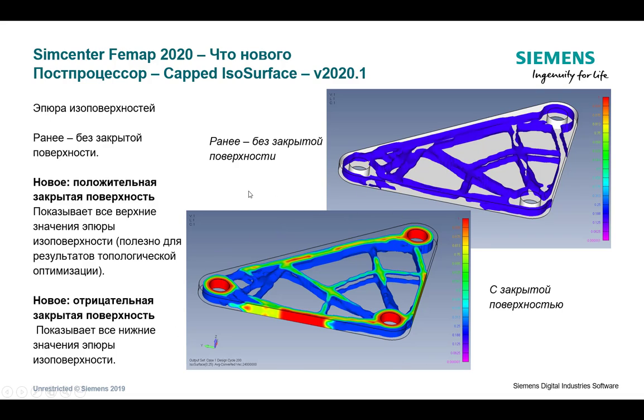This is very useful for topology optimization results. If you've chosen to do a negative cap, that's showing an isosurface below of the value and all other values below the specified value.